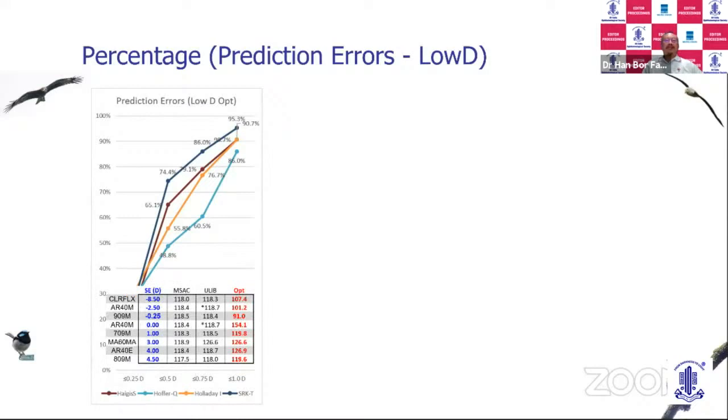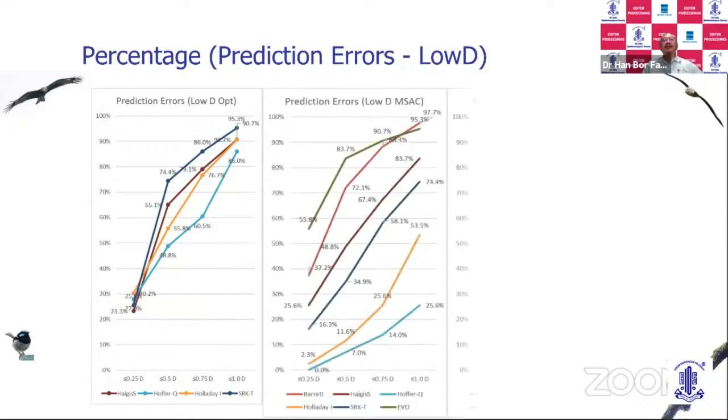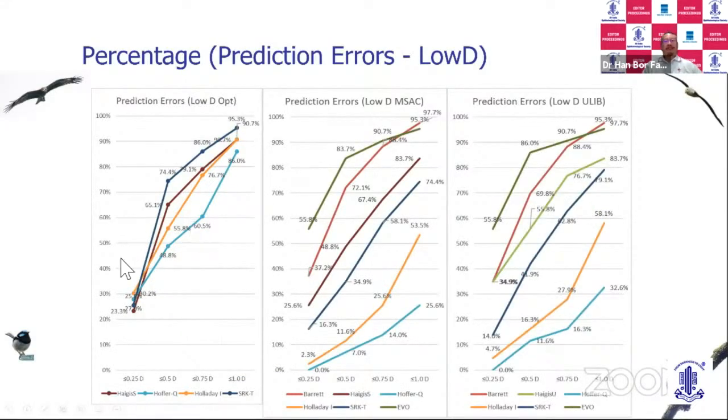When we look at plus minus half a diopter, the percentage of eyes, again, this is inaccessible, so let's ignore this. This is based on the box manufacturer suggested A constant, and this is based on ULIP. There are only 2 formulas that stand out within half a diopter. Only Evo and Barrett are above 70%. The rest of the formulas within half a diopter are less than 50%, except for Haigis, which is slightly higher.